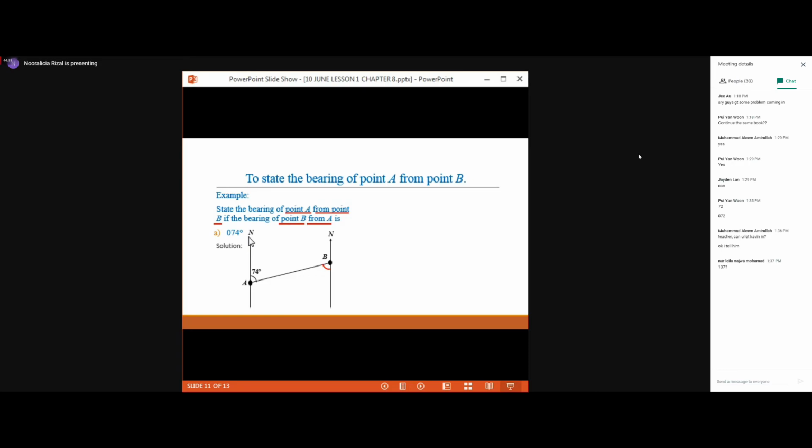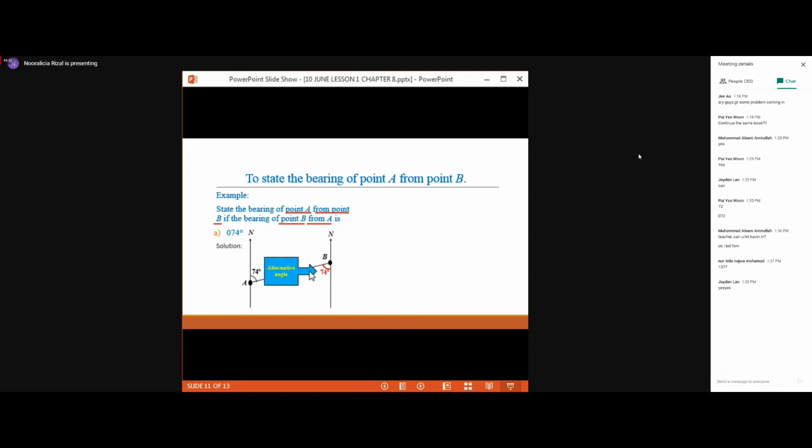Okay. You understand how to draw the north line? Yes, okay. So once you get the north line at B, again, go in the clockwise direction until you reach your line of AB. Okay, all right.